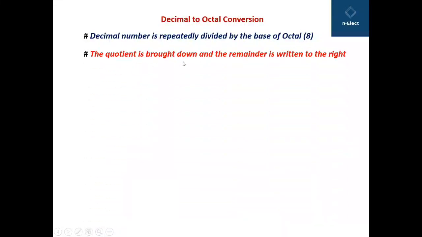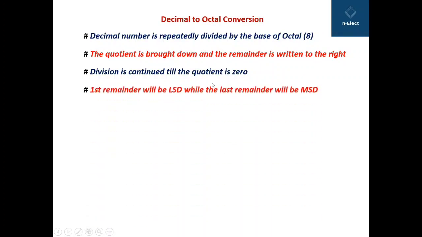The quotient is brought down, the same method we are performing. The quotient is brought down and the remainder is written to the right. Division is continued till the quotient is 0. The first remainder will be treated as LSD, that is the least significant digit, while the last remainder will be treated as the most significant digit. Now we will see it through examples so that it will be more clear.